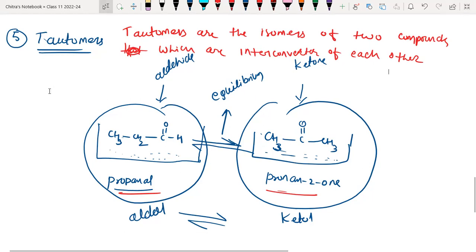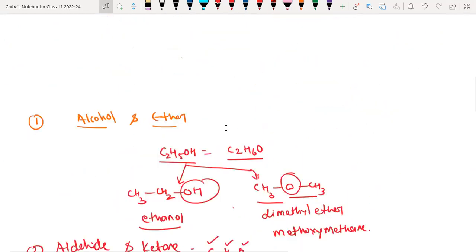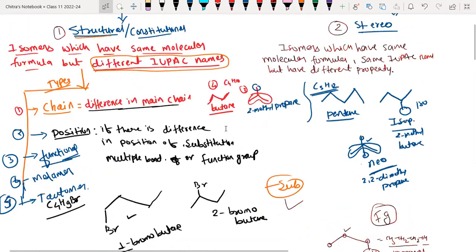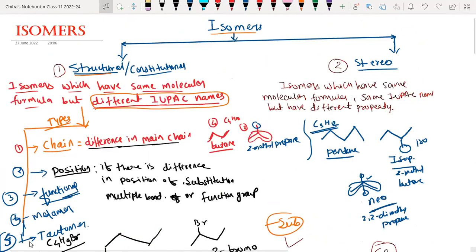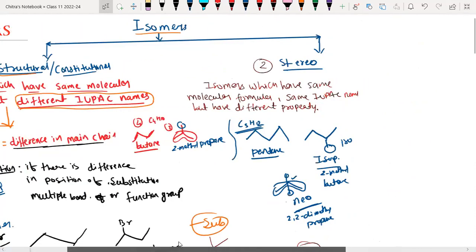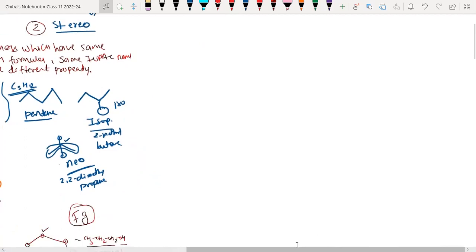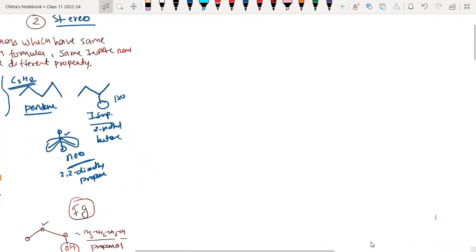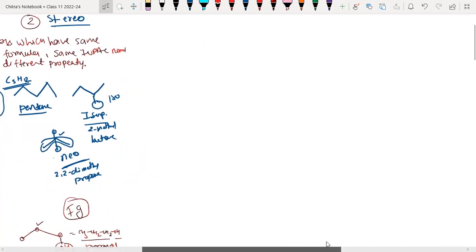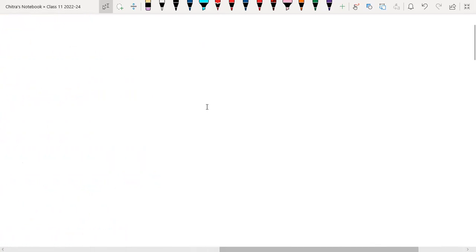Okay, just take a screenshot. Done, everyone? Yes, sir. Okay, so this is all about the structural isomers. Now we are going to discuss stereoisomers. For that, I am just moving the screen to this side. It is very important, we are going to understand it. From an exam point of view, most of the questions are asked from stereoisomers only. So I'm writing here stereoisomers.